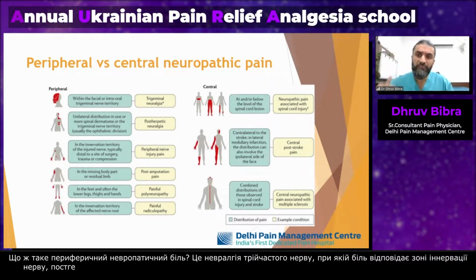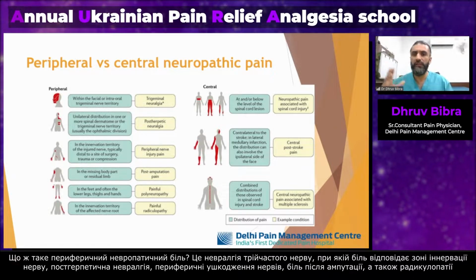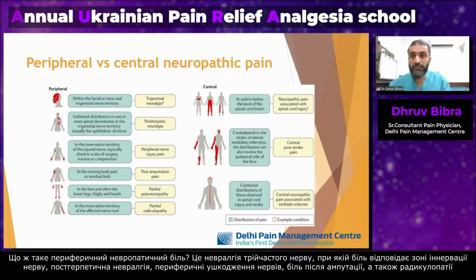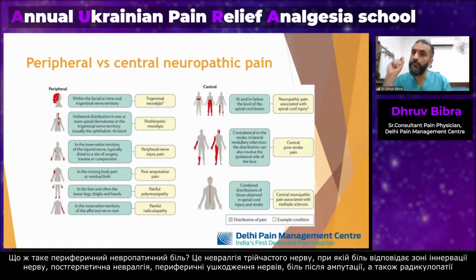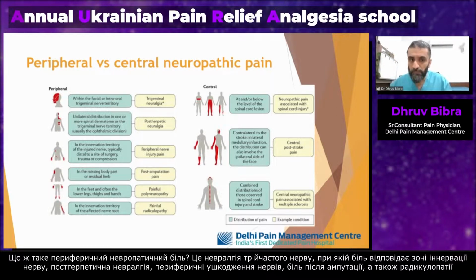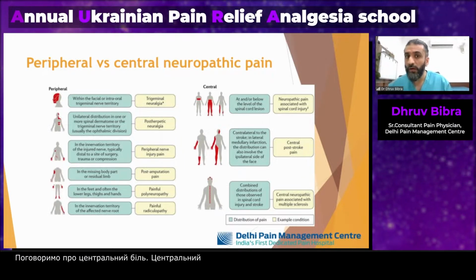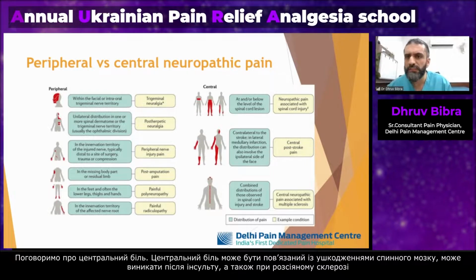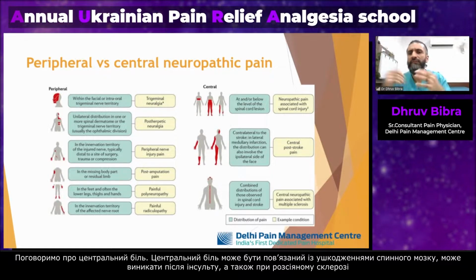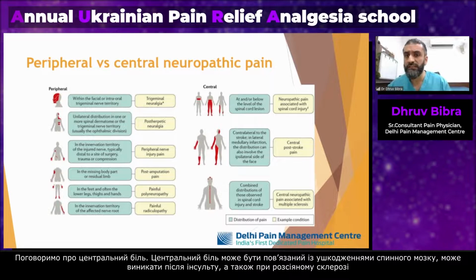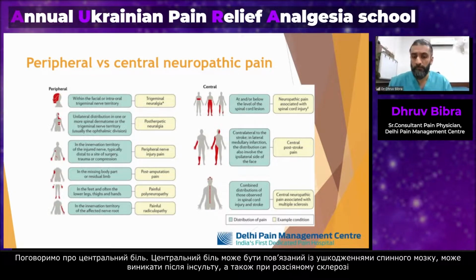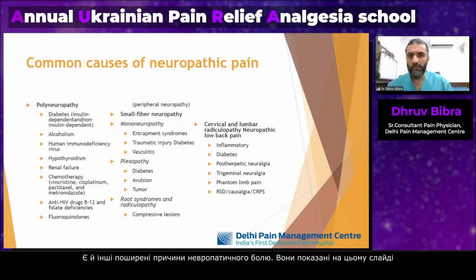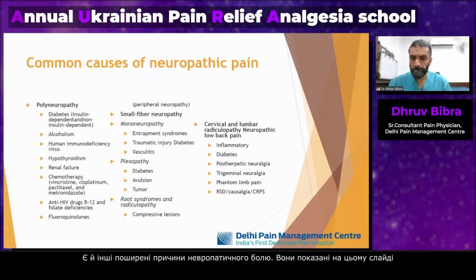So what would be the peripheral neuropathic pain? The peripheral is something like trigeminal neuralgia, where you have a neuralgic pain in the distribution of the nerve, post-herpetic neuralgia, peripheral nerve injuries, amputation pain, and radiculopathies. Now, central pain will be associated with spinal cord injuries and post-stroke pain. And then you have diseases like multiple sclerosis, which again cause central neuropathic pain. There are some other common causes of neuropathic pain, which have been illustrated here.